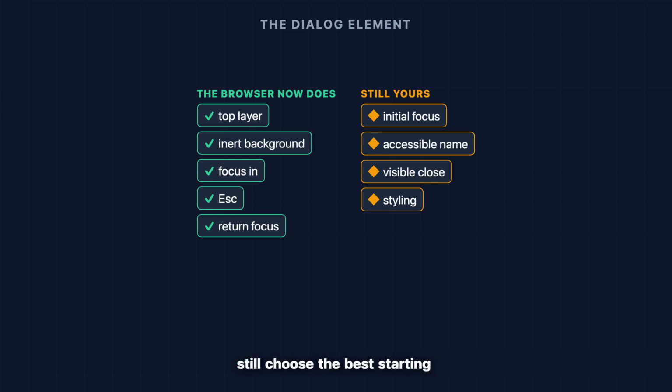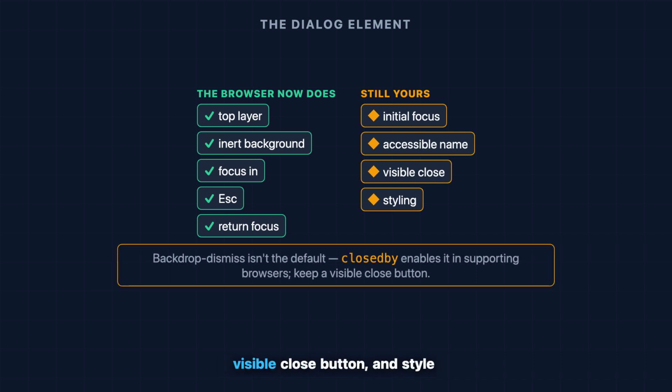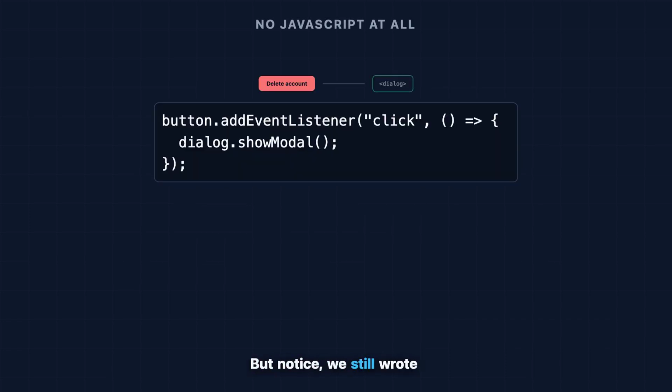You still choose the best starting focus, give the dialog a clear, accessible name, provide a visible close button, and style it for your product. And clicking the backdrop to close, that's not the default. A newer close by option can enable it in supporting browsers, but a visible close button is still the safest choice. But notice, we still wrote one line of JavaScript just to open it.